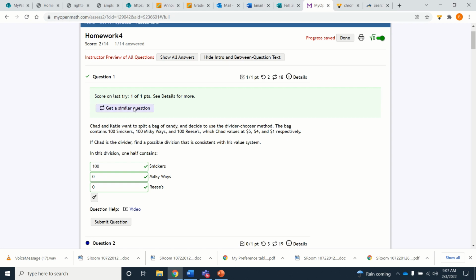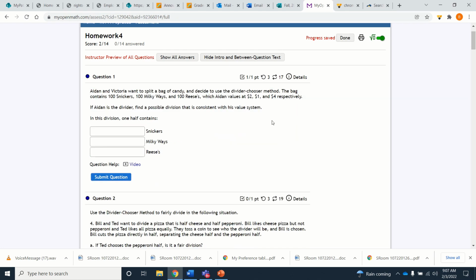Let's get a similar question, because this one turned out perfectly and it might not. In this one, we have the same Snickers, Milky Ways, and Reese's, 100 of each. But Aiden values the Snickers at $2, the Milky Ways at $1, and the Reese's at $4. And that adds up to $7.